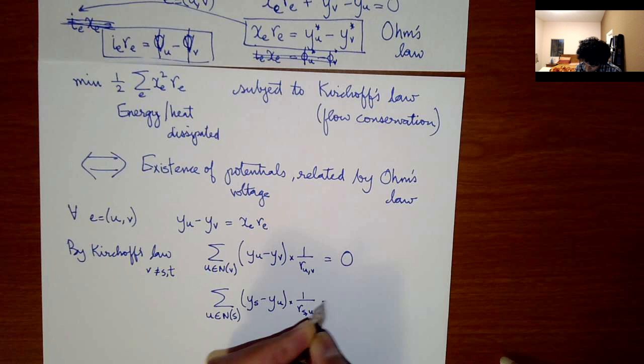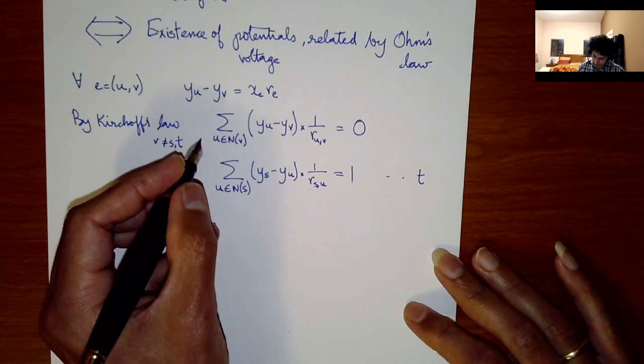You have another equation for t. Let's write down these equations in matrix format. If you look at this equation, I'm just going to rewrite this equation here. So this is the sum over all of this.